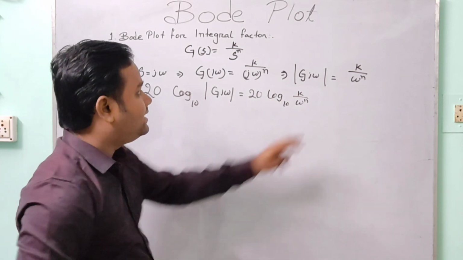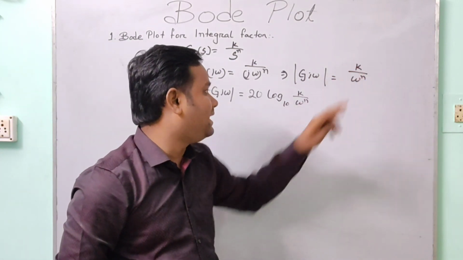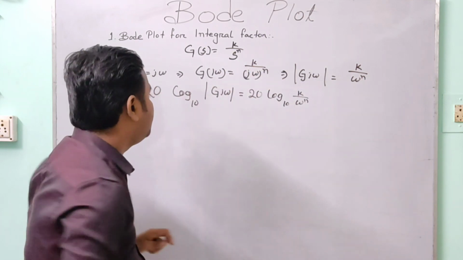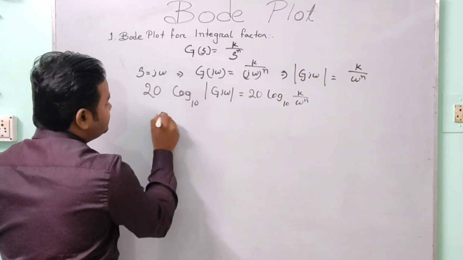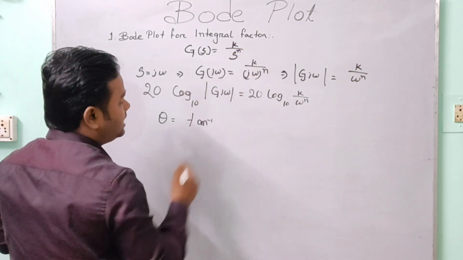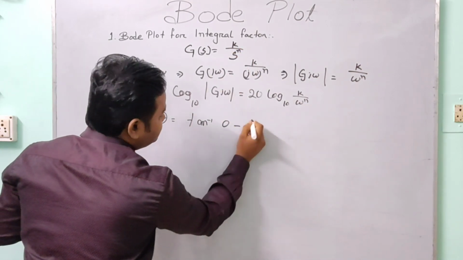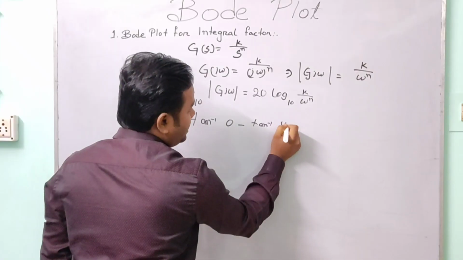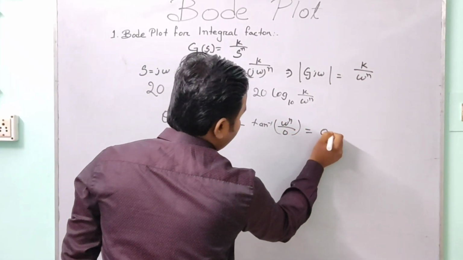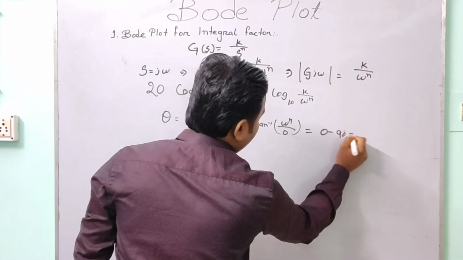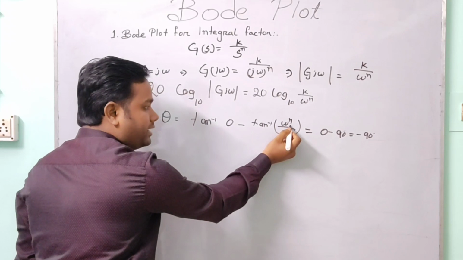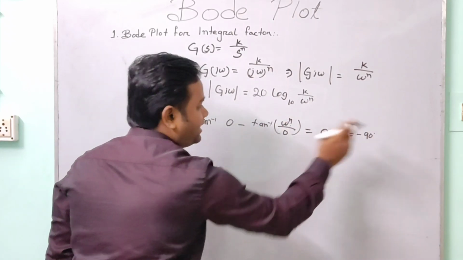In the angle part, in the numerator the value is K and in the denominator the value is (jω)^n. So the angle will be θ equal to tan inverse of 0 from the numerator K, minus tan inverse of ω^n divided by 0. So here the answer will be 0 minus 90 degrees, equal to minus 90 degrees. So whatever the value of ω, θ is always minus 90 degrees.